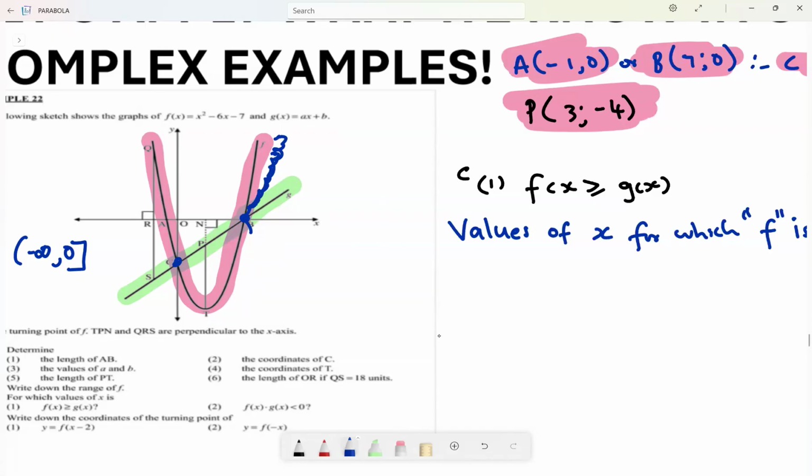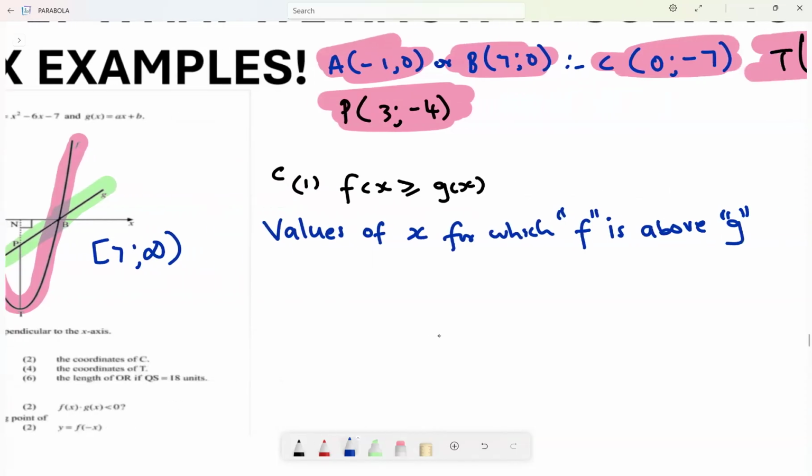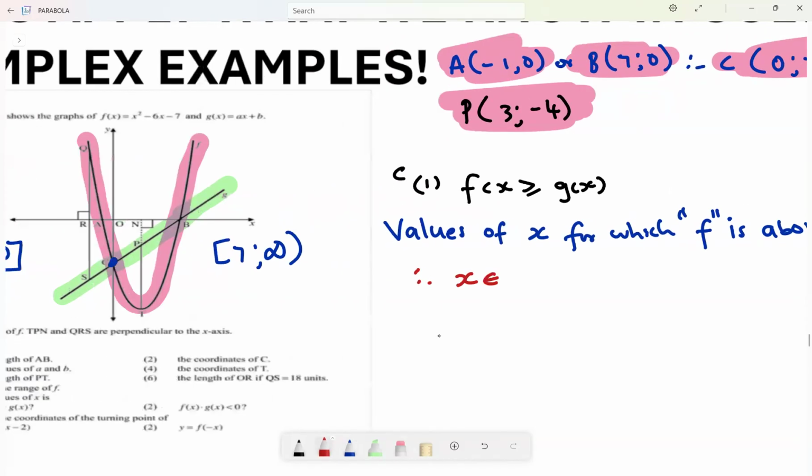Okay, so it means from B, what is the x coordinate of B? X coordinate of B, I think we found it at 7. So from 7, which I include due to this sign, and they are equal, up to where? Up to infinity. What is happening? F is above what? It is above G. So this is basically where f of x is greater than g of x, they want that. So when you answer this question, you're going to say, therefore, x is an element of, from what?